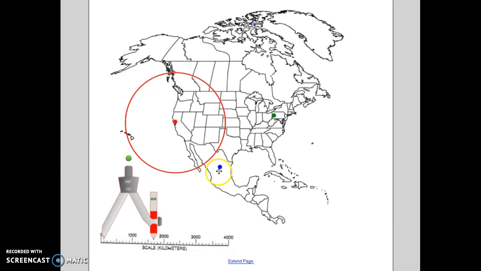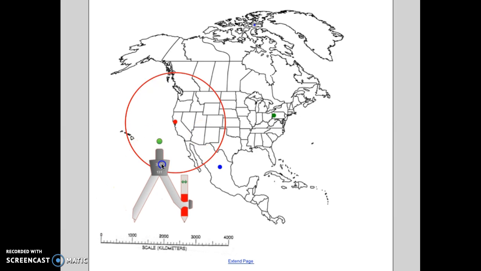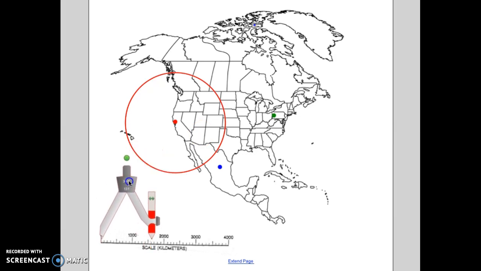So the next city I'm going to look at is Mexico City. If I look at this data, it says the epicenter distance is 1,200 kilometers away. So what I will do is the same process. I'm going to bring my compass down to the scale. I'm going to put the pointy part on 0, and this time I need to move it to 1,200. Again, making sure you are as accurate as possible.